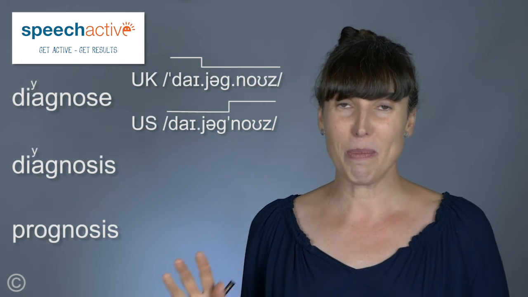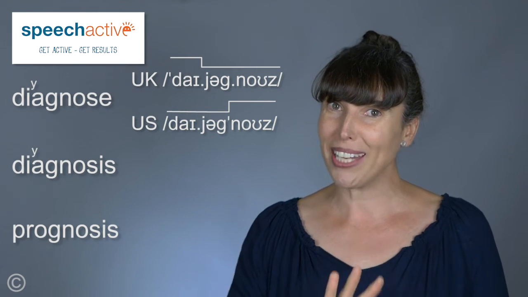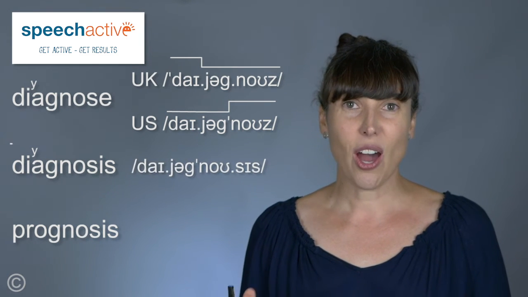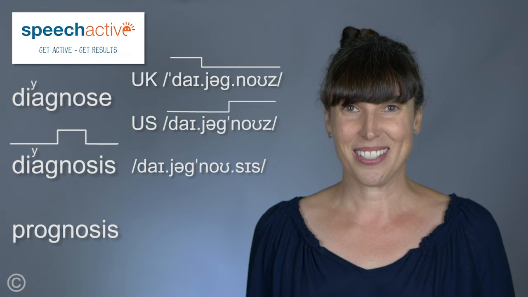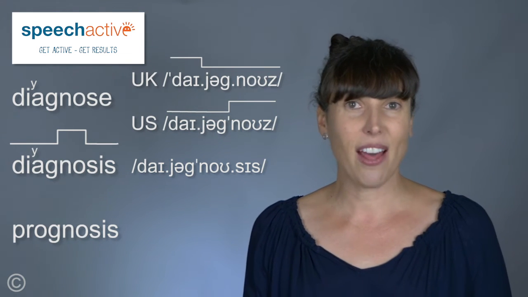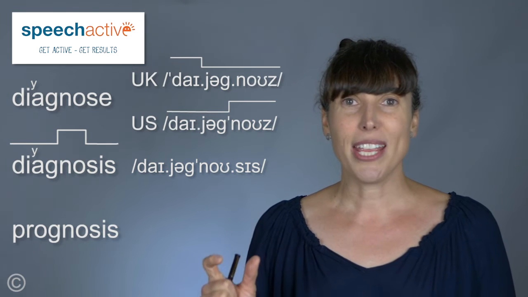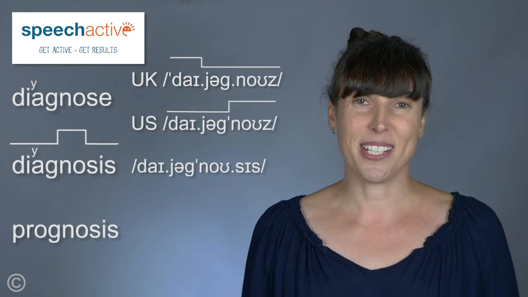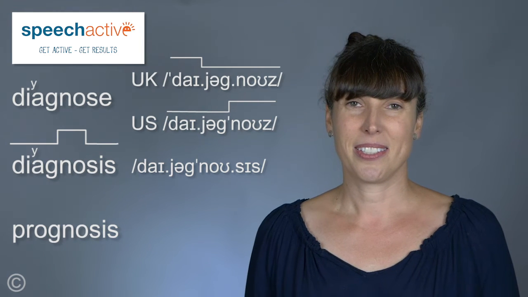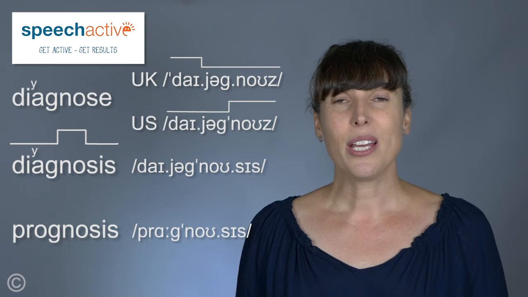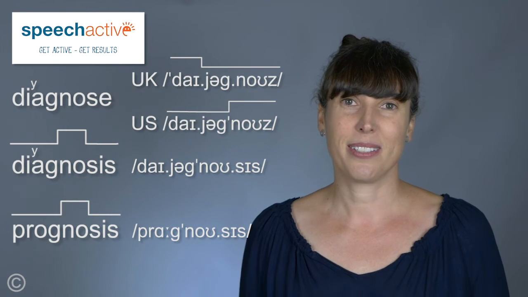Now, the next one is a bit more straightforward. There's only one correct stress pattern here. Ready? It's diagnosis. So there is an O vowel in there. There's a diphthong vowel. Ready? Diagnose. Diagnosis. And the same for the last one, prognosis.